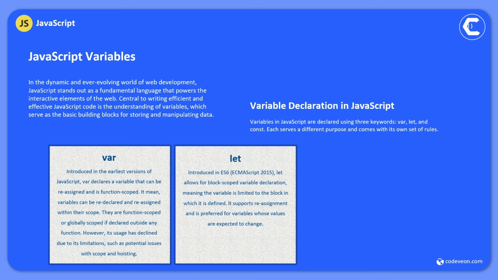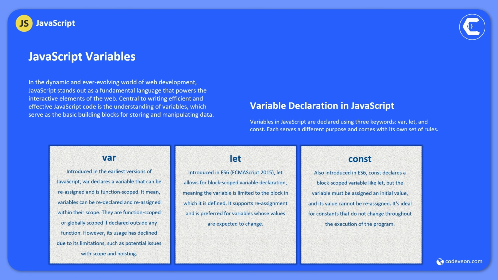Let. Introduced in ES6 (ECMAScript 2015), let allows for block-scoped variable declaration, meaning the variable is limited to the block in which it is defined. It supports reassignment and is preferred for variables whose values are expected to change.